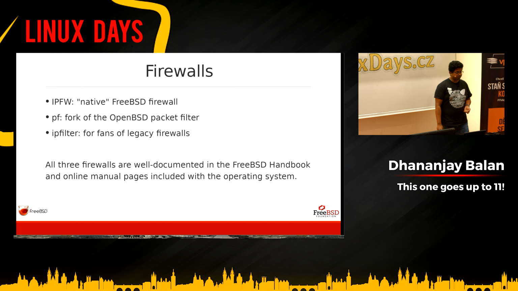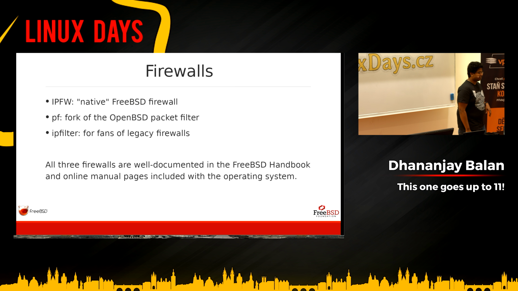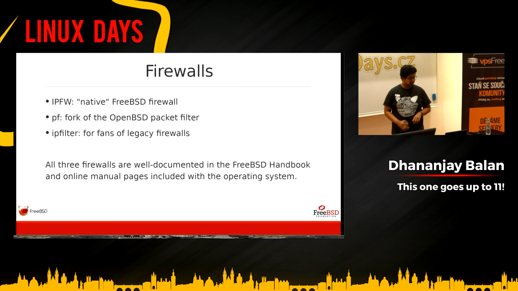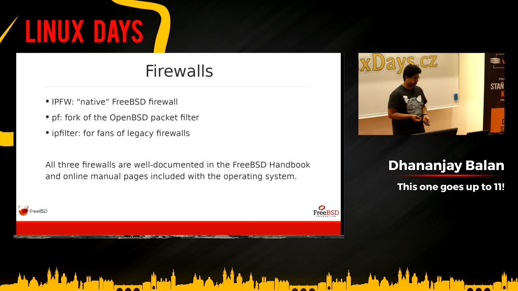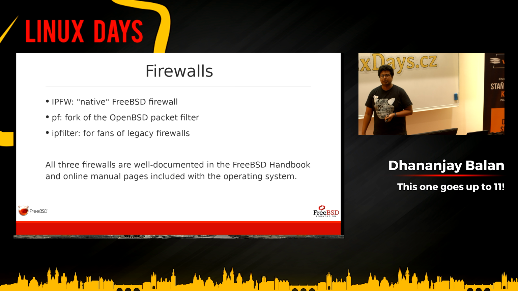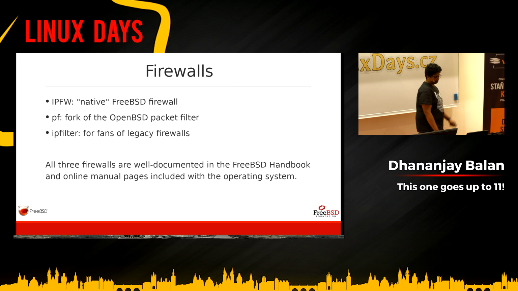We have three firewalls, because reasons. IPFW was the native FreeBSD firewall. It works, it's well documented. At some point, we gained support for PF, which is a firewall from OpenBSD. And if you really like a very descriptive way of writing your firewalls, you should have a look at PF.